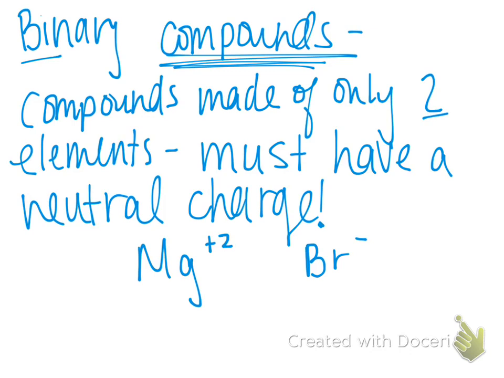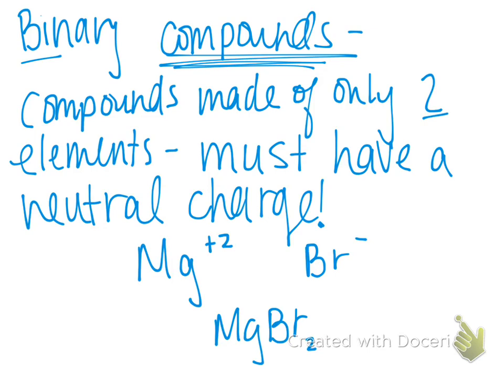how many of these bromines do I need to make a neutral? 2, right? If I need to have a neutral charge, and I know this is +2 and this is -1, right? I need to have 2 of those. So we would write it like this, MgBr2. Okay, that gives us a neutral compound. Magnesium is +2, bromine is -1, so -1 times 2 is -2, plus +2 gives us 0. Right? Do we understand how those two come together?